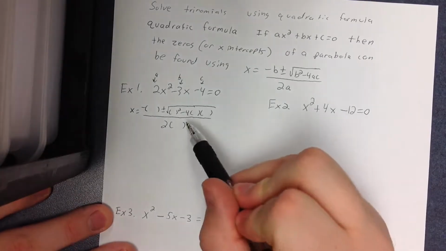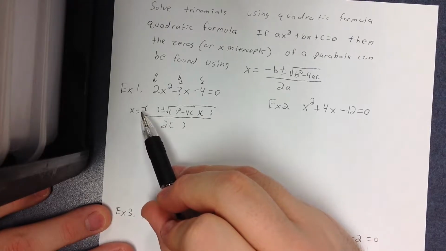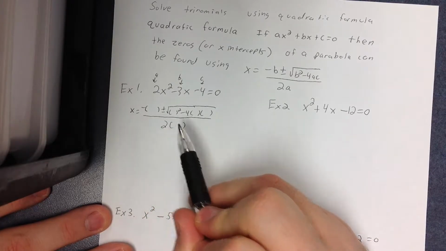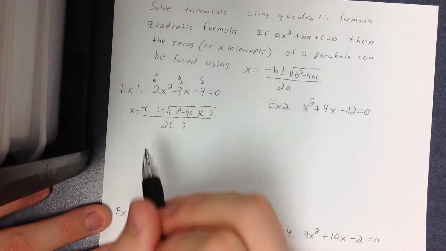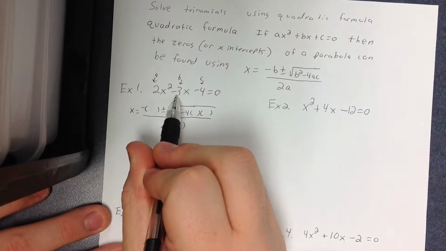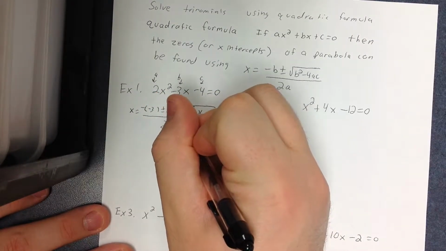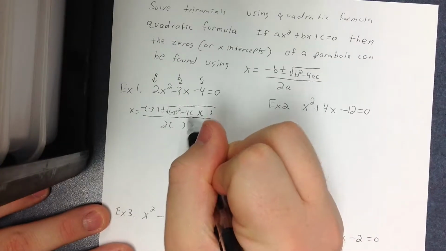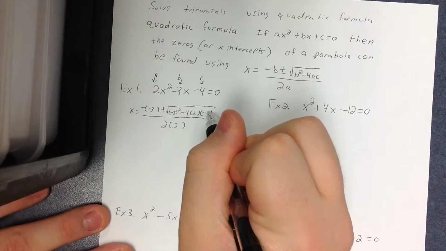Now again, in the formula this 4 is always there, this 2 is always there, same thing with this minus sign outside the parentheses. Now if we go and plug it in, so b goes here and here, and b is negative 3. A goes here and here, and a is 2. And c is negative 4.